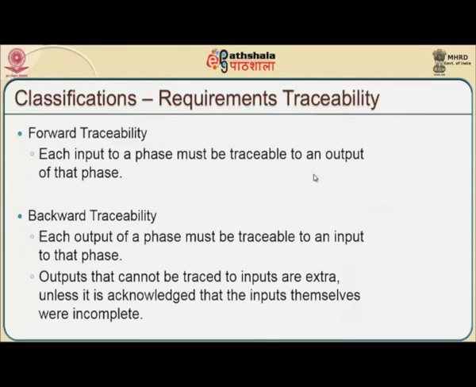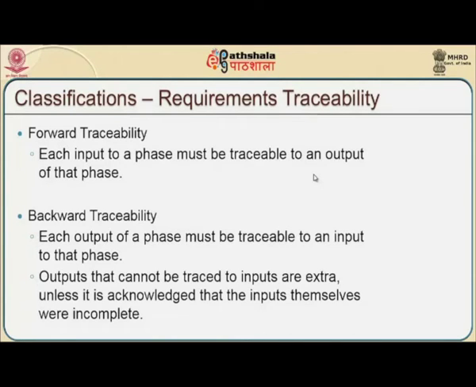We have two different classes of requirements traceability. One is called forward traceable and the other is called backward traceable. So when I am doing the forward procedure, I trace the information a lot. So each input to a phase must be traceable to an output of that particular phase. So when I am working in the forward direction, I want to give an appropriate output which the user seeks. So for every type of input given to the phase, the output should be significant enough, or more appropriate, for the users.